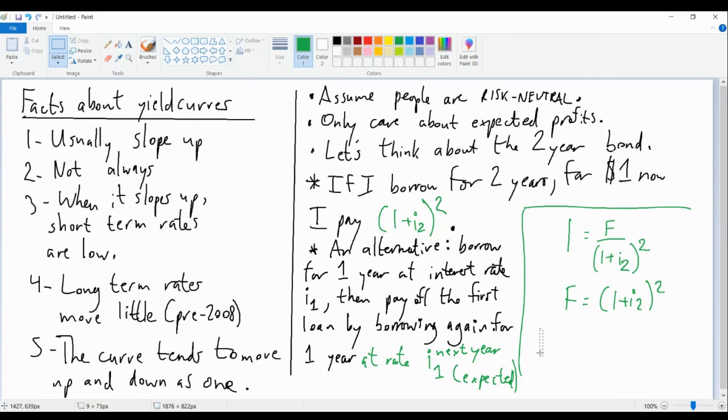So now the question is, what do I get if I do that? Or rather, what is the cost of trying to borrow in that way? Well, if I borrow $1 for 1 year, at the end of the year, I have to pay back this, correct?